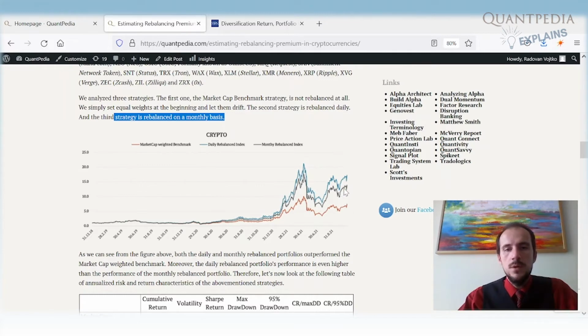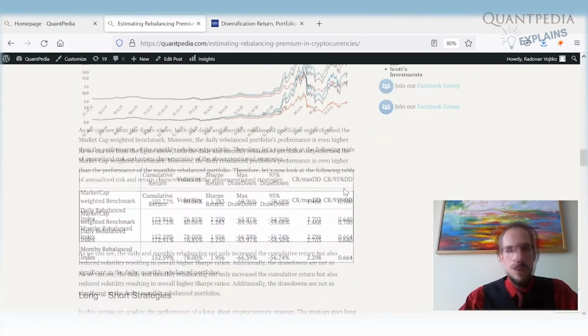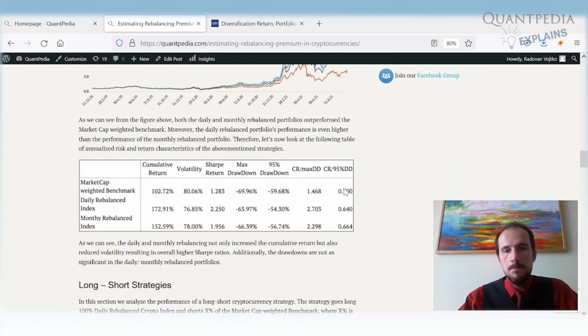So each of the two portfolios that are rebalanced has a higher return than the portfolio that is not rebalanced at all. The difference is really significant. Of course, the daily rebalanced portfolio has a better performance, a better Sharpe ratio, but it's sometimes very expensive to rebalance a portfolio daily. But we can get a lot of the outperformance by just rebalancing monthly.